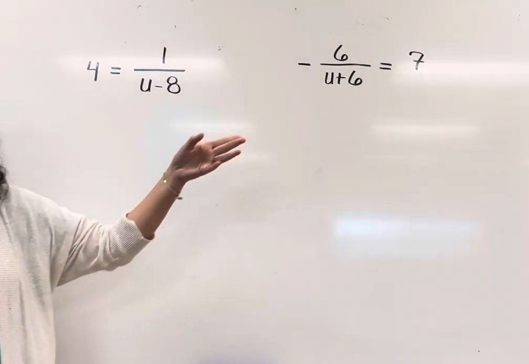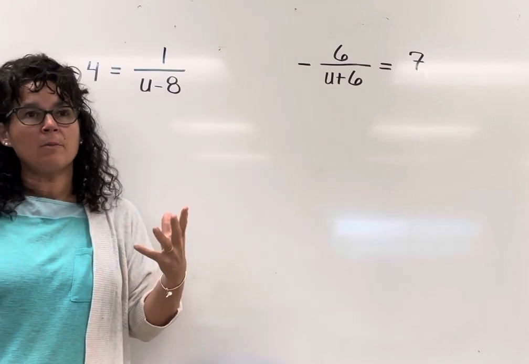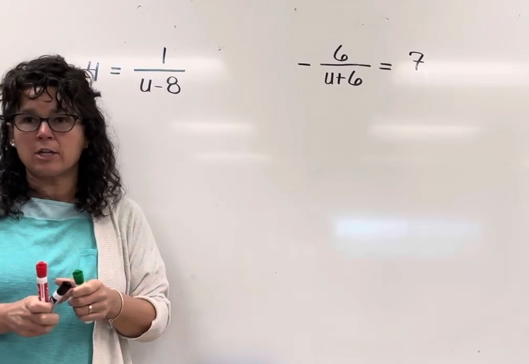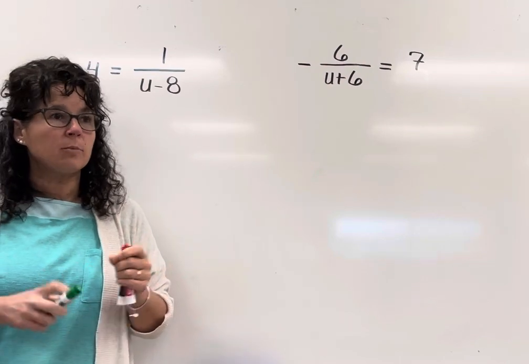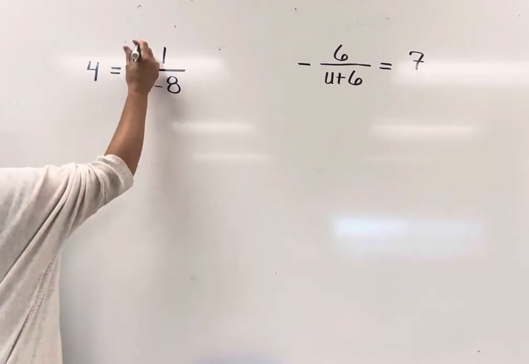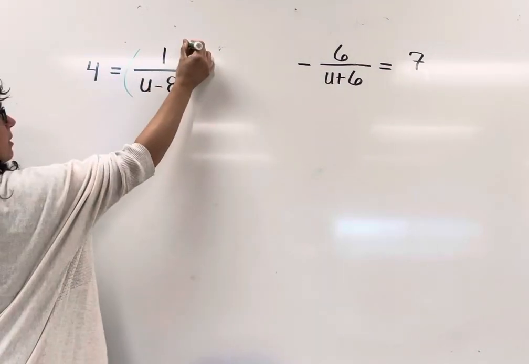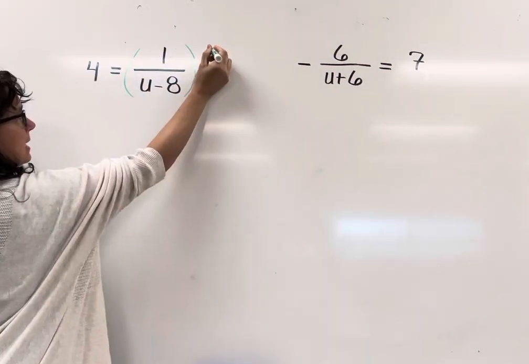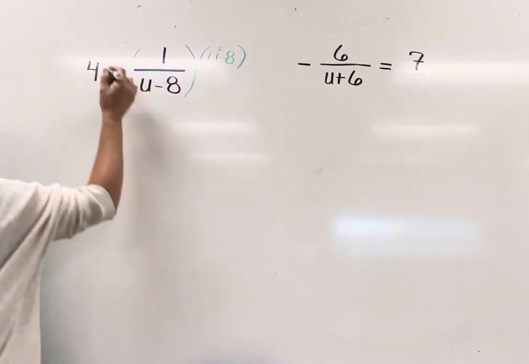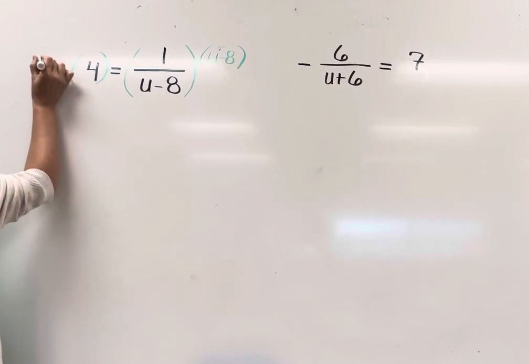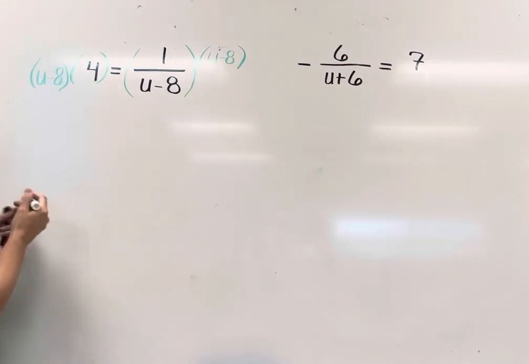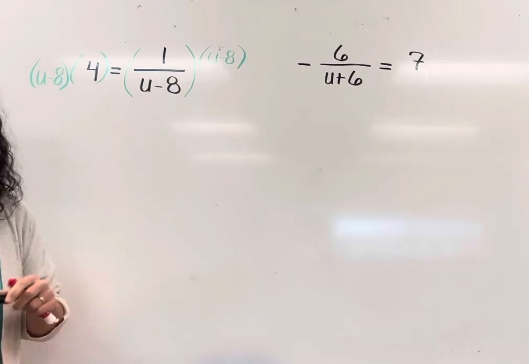We're gonna solve both of these equations, and remember the mantra that as soon as you see a fraction in an equation, a good idea will be to multiply both sides by the denominator. So let's go ahead, and the denominator in this one is u minus 8. So I'm gonna multiply by u minus 8. What I do to one side, I do to the other.